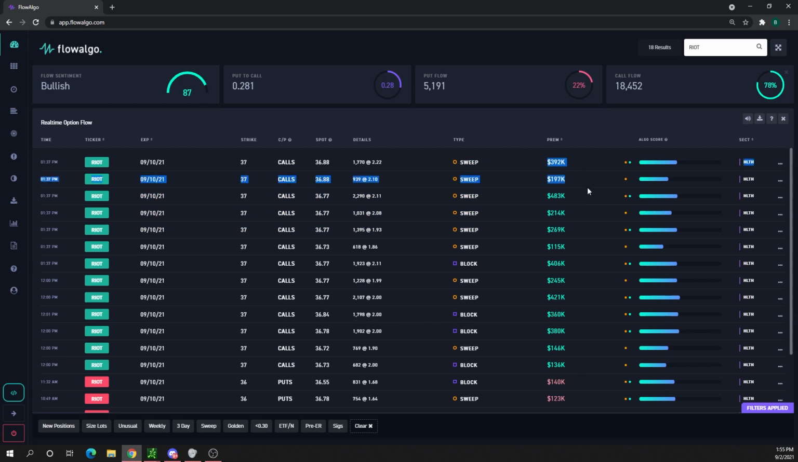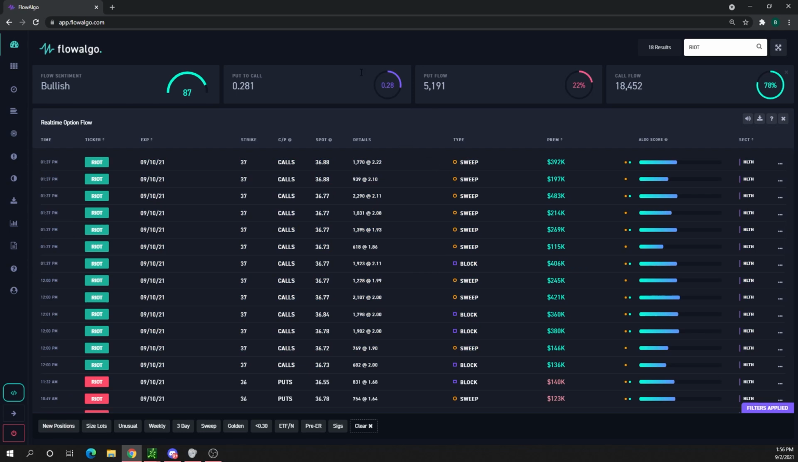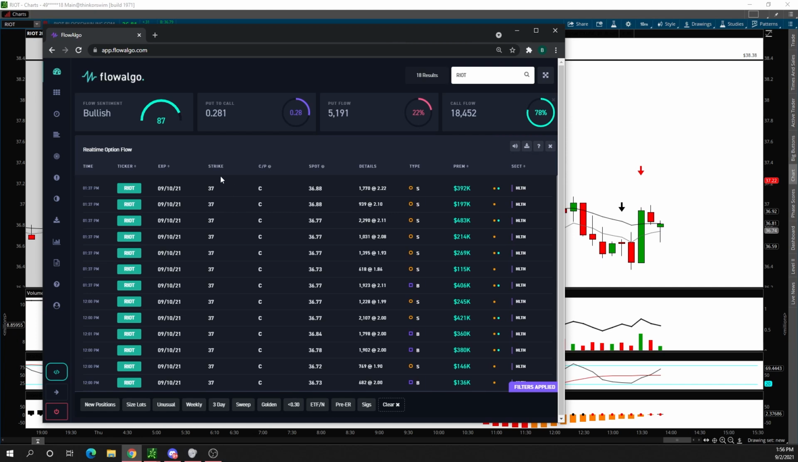If we look at all of these option premiums, this order was for $392,000, this one $483,000, $406,000, $421,000, and so on and so forth. But they were sweeping this contract a ridiculous amount. So now that you know what option sweeps are and generally the trading psychology behind it, again, a trader wants to get filled as quick as possible on these contracts. We can now see where these traders were buying them, how much they were paying per contract, and what exchange even sold them the contracts.